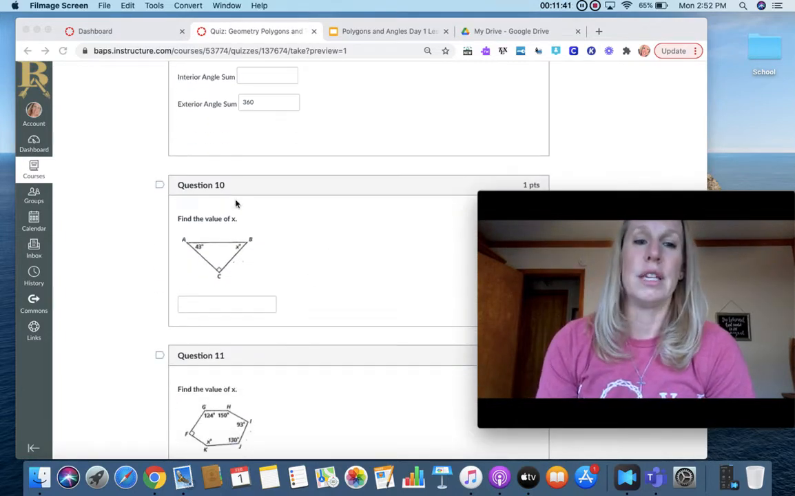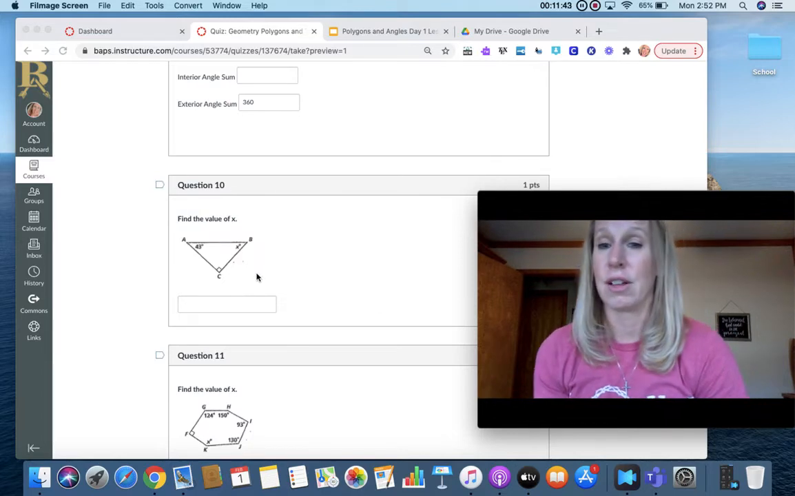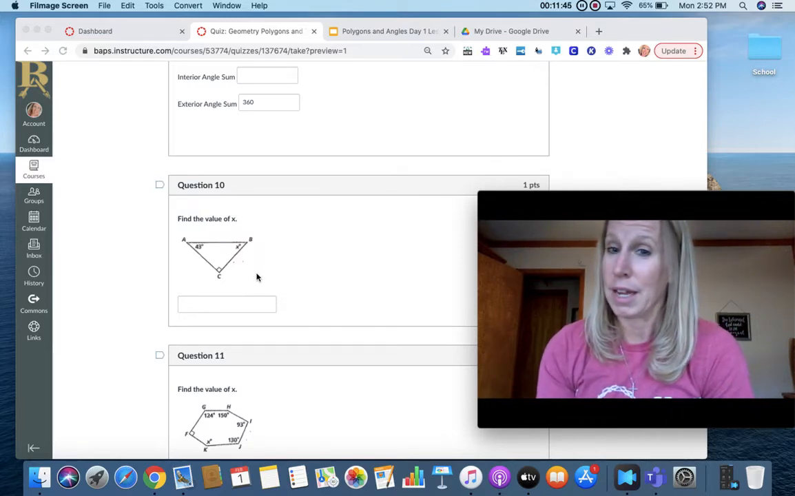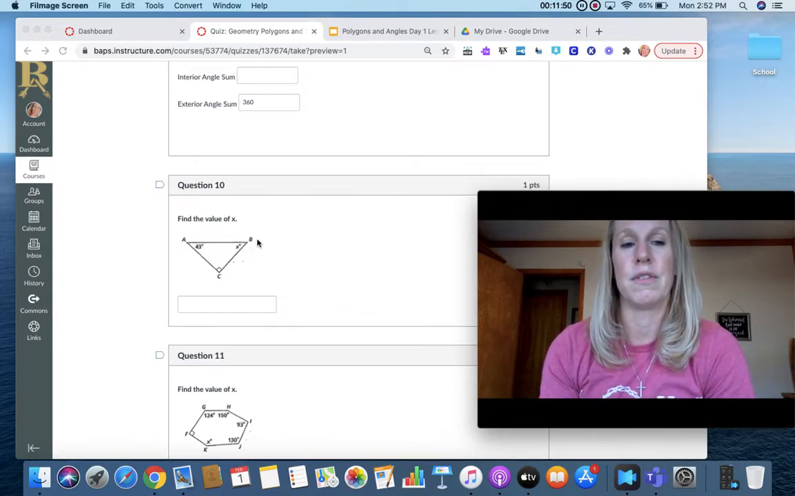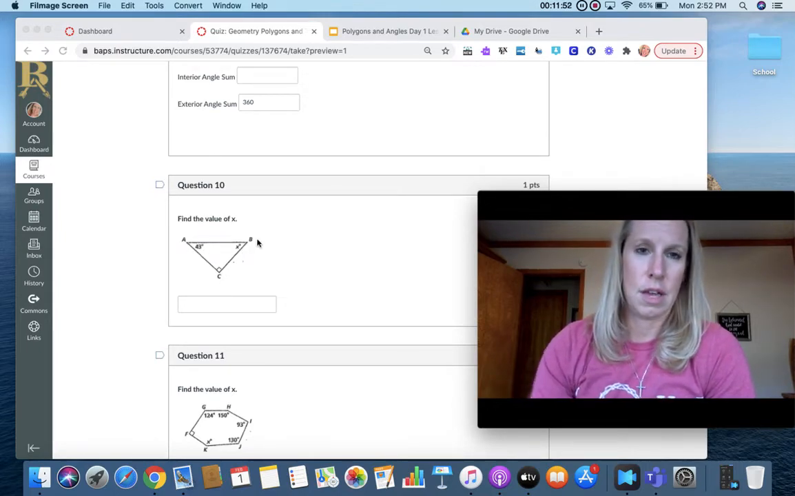Okay, so for these problems, what do all the angles in a triangle add up to? That would be 180. So do 180 minus 90 and then minus this angle, and you will find that angle.